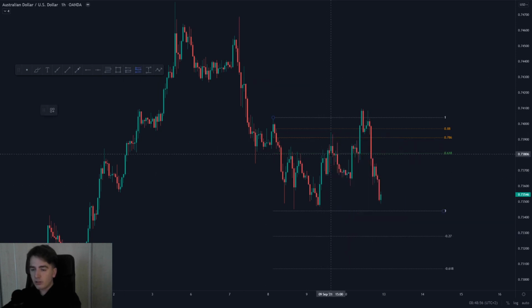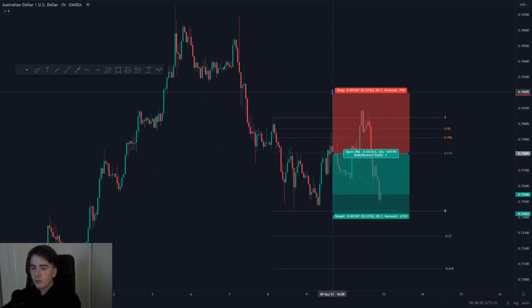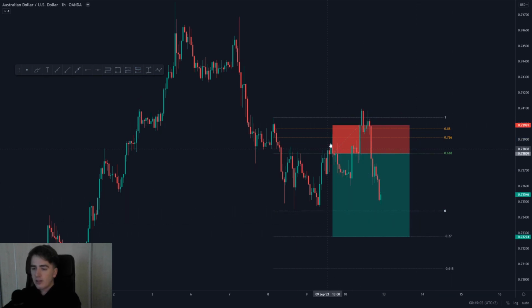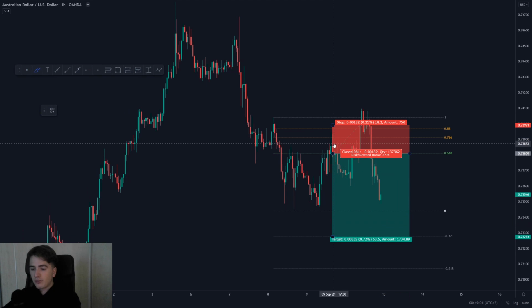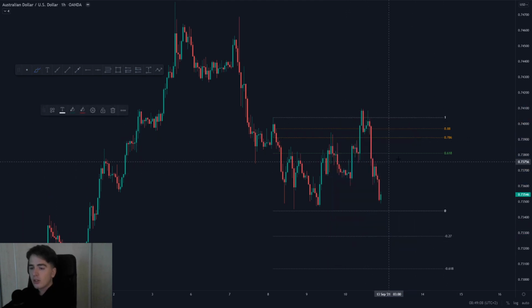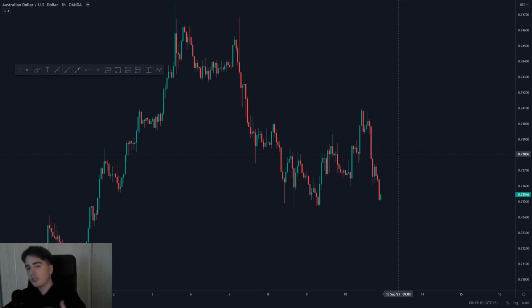Another setup people could take is this tweezer top over here with some upside rejection on the wicks, take the trade back down in towards lows. However, the market goes in your favor or in your direction, but then boom, comes back for your stop loss. So why are you still losing trades, you may ask?